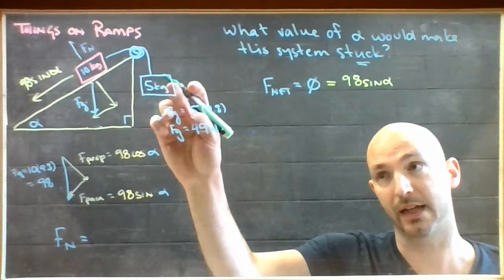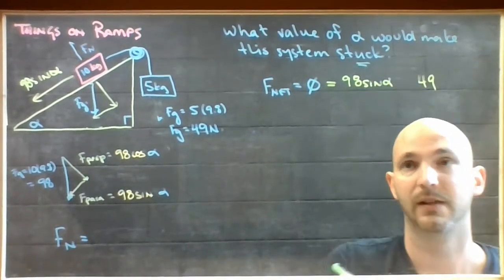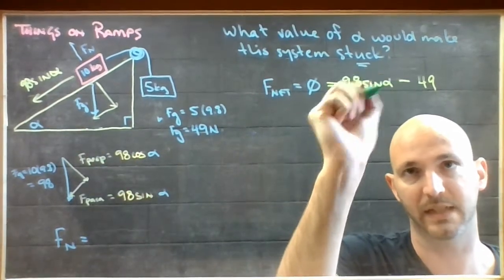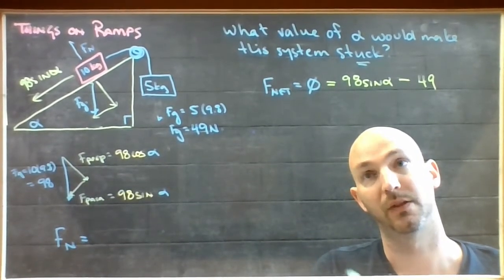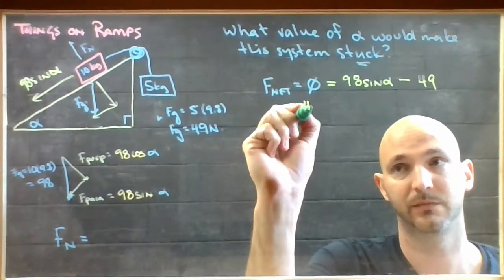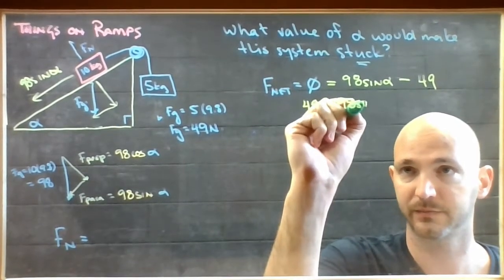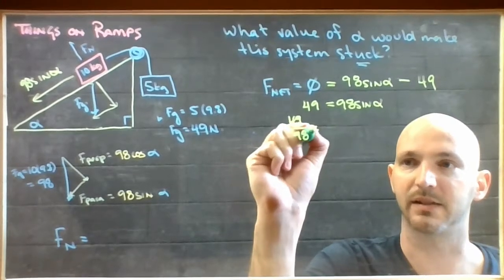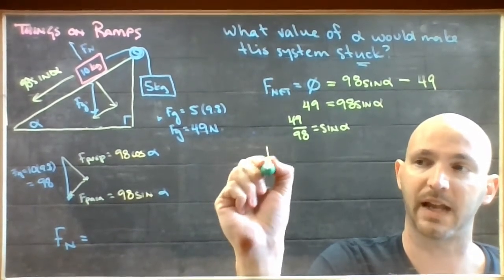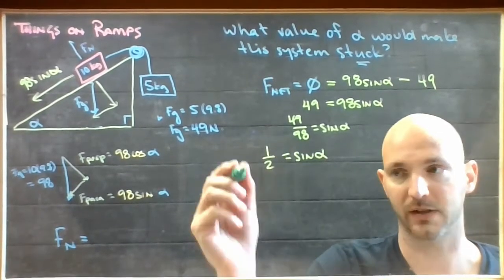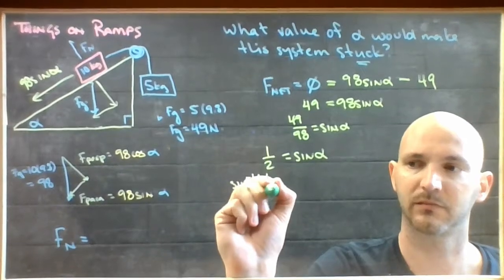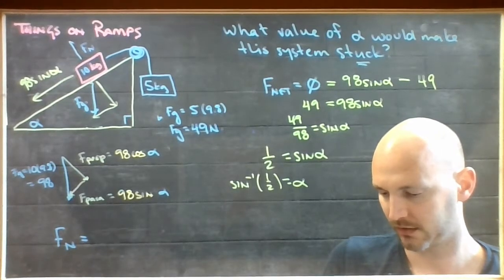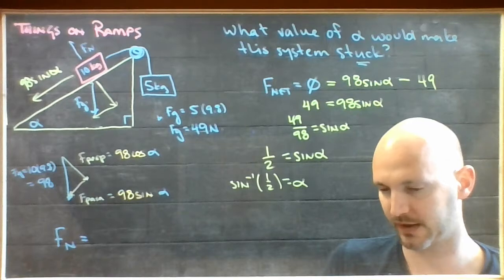And then I have this block hanging here, providing 49 newtons of force. And this block is still resisting this one's tendency to slide, so I'm going to put it in as a negative there. So to finish this off, I bring the 49 over, equals 98 sine alpha. Divide both sides by 98, I get 49 over 98 is sine alpha. That is 1/2. Arc sine both sides. And I believe that's 30 degrees. Arc sine of 0.5. Yep, 30 degrees.